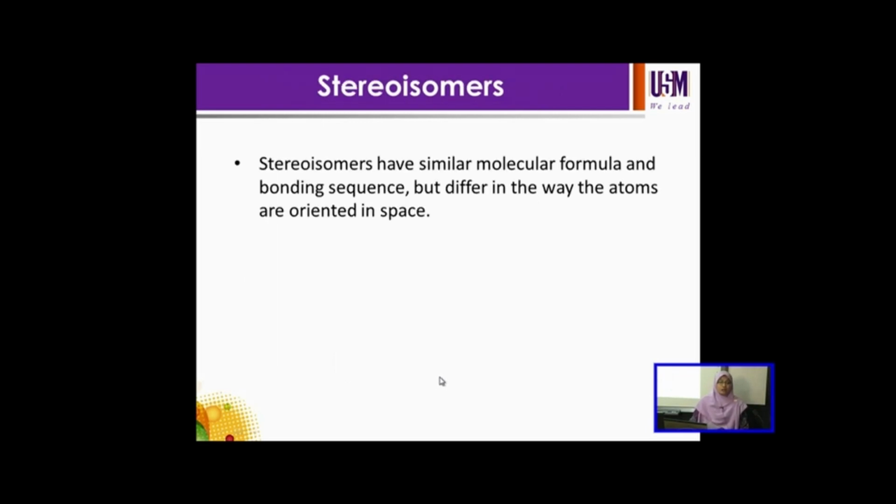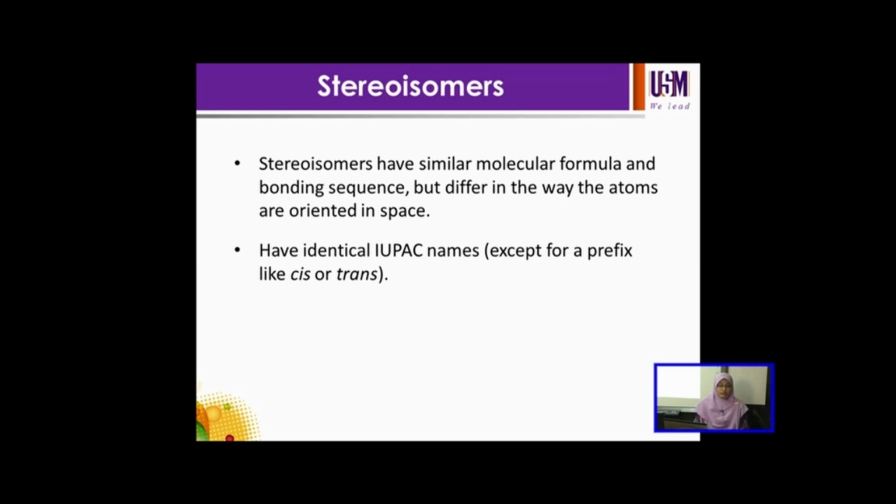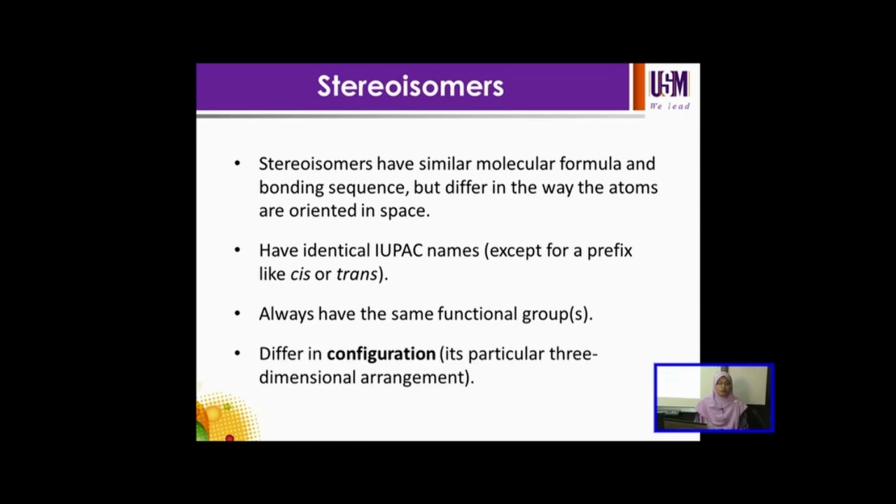Okay, what are stereoisomers? Stereoisomers also have the same molecular formula and bonding sequence, but differ in the way the atoms are oriented in space. They differ in the way we arrange the atoms. They have identical IUPAC names except for a prefix like cis or trans, and always have the same functional groups. That is the difference between constitutional isomers and stereoisomers. They differ in configuration, in particular their 3D arrangement.